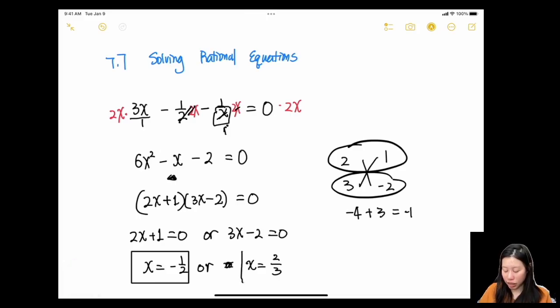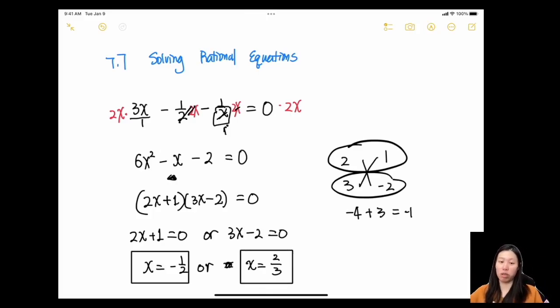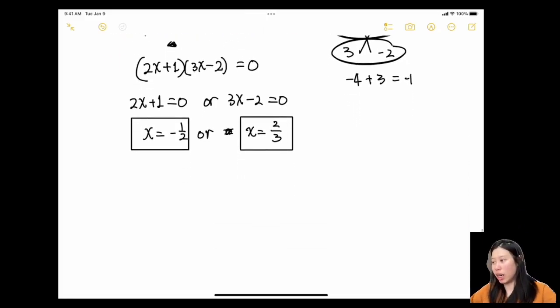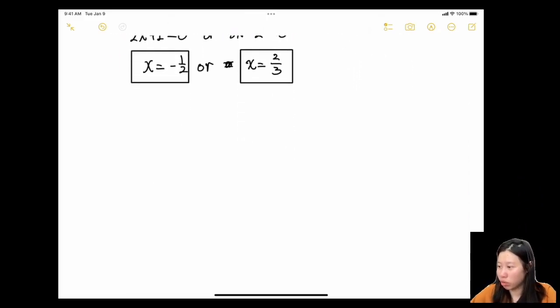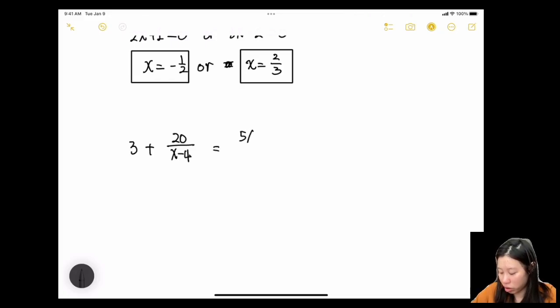Since x is equal to 2/3, not equal to 0, that means this is a valid solution. Okay, let's do another one. 3 plus 20 over x minus 4 equals 5x over x minus 4 minus 2.